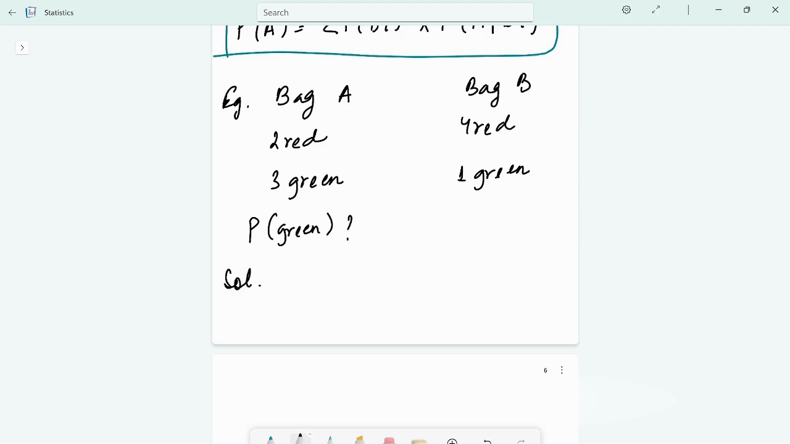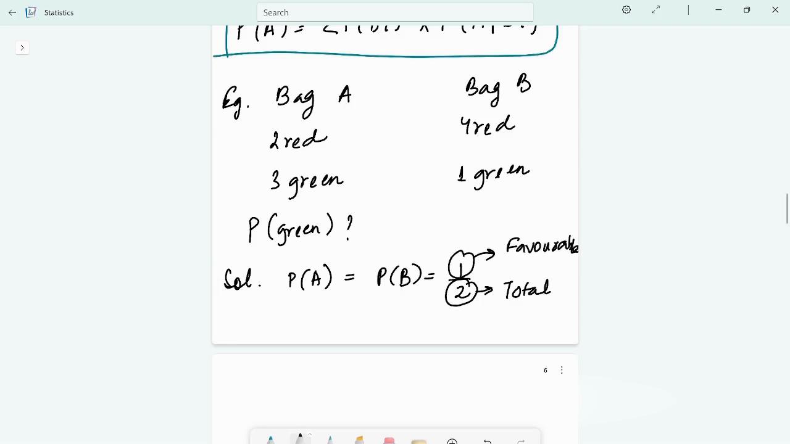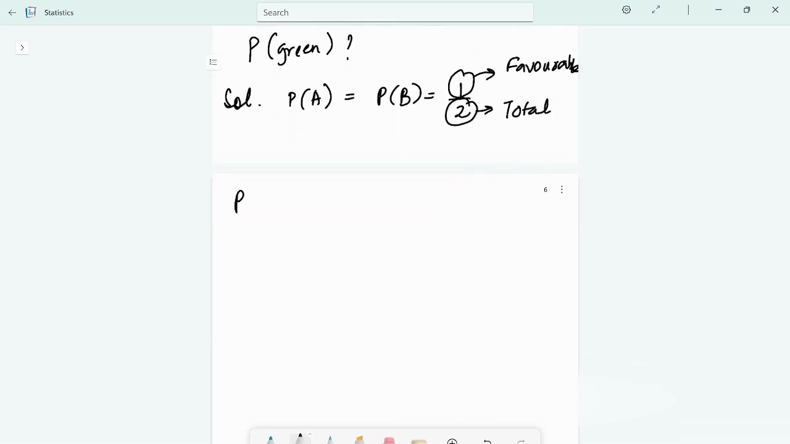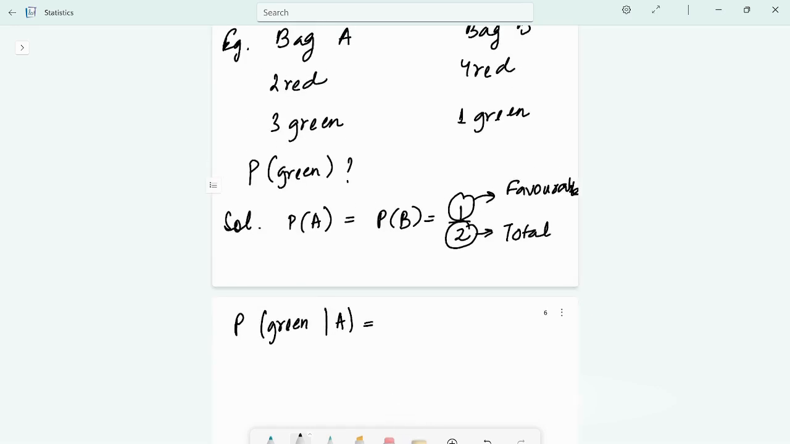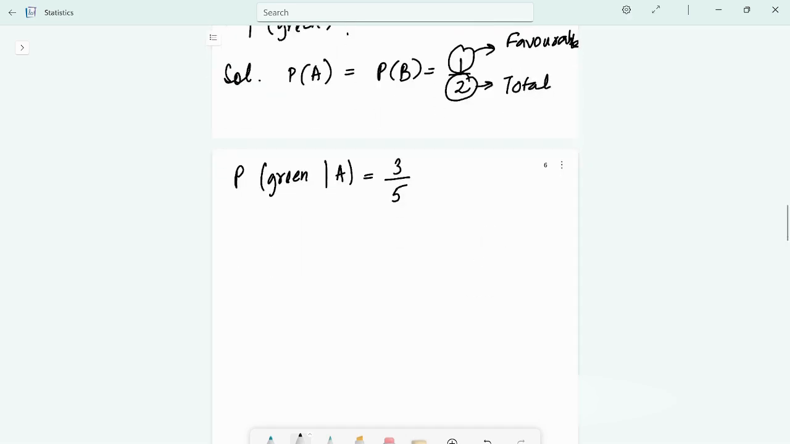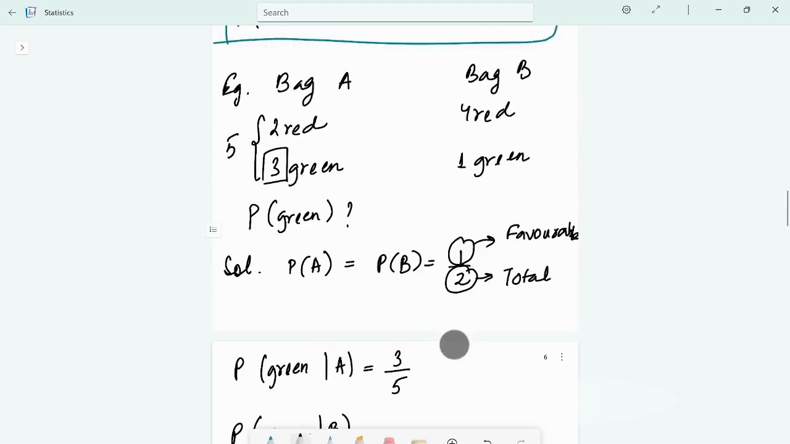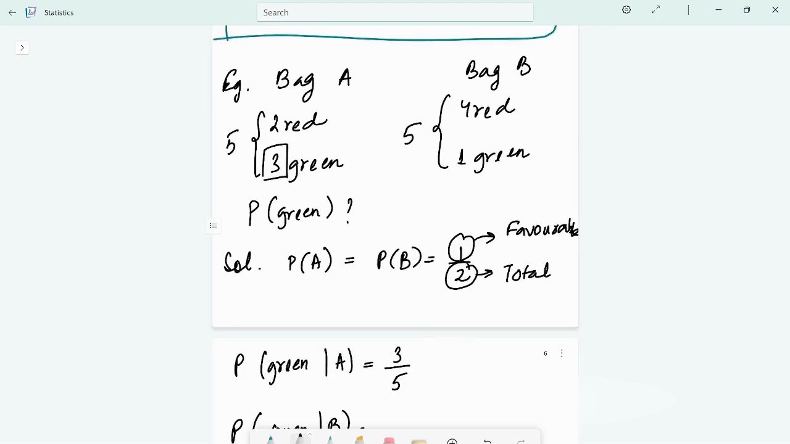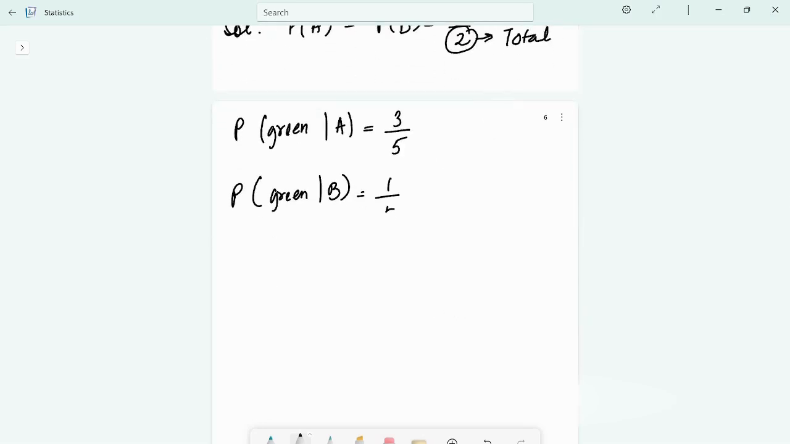How will we solve this question? See, the probability of getting bag A and bag B are the same because there are only 2 outcomes total and only one favorable condition. All right. Now, probability of getting a green ball from bag A will be, see, there are 5 balls total and there are 3 green balls, so 3 by 5. Next, probability of getting a green ball from B. Let's see here. How many balls are there? 5. And there is only 1 green ball. So it will be 1 by 5.